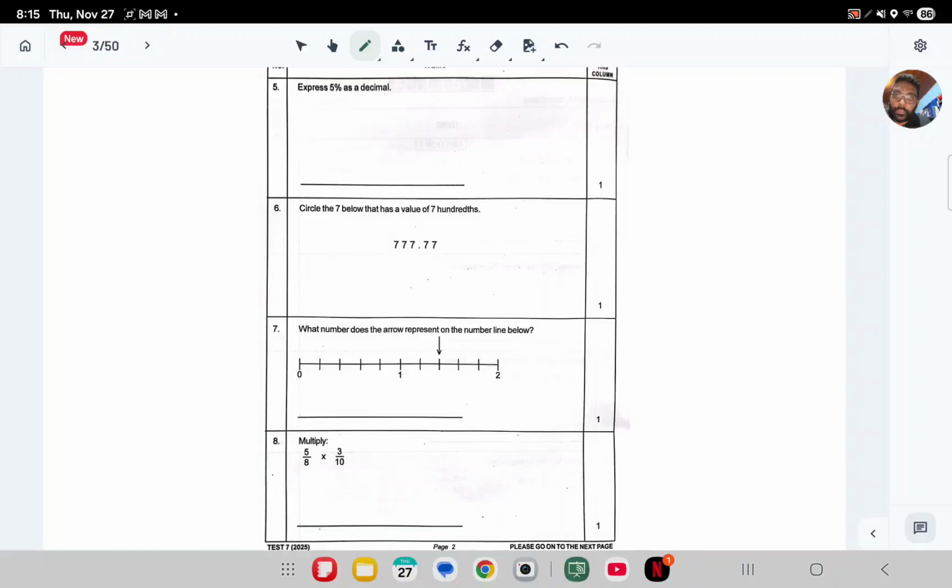Number 5, express 5% as a decimal. To convert from a percentage to a decimal, we divide by 100 because percentage is out of 100. So 5 divided by 100. Whenever we divide by 100, we move the decimal point 2 places to the left. In a whole number, the decimal point is located on the right hand side. So we move it 1, 2, and we fill in the spaces with zeros. So this becomes 0.05.